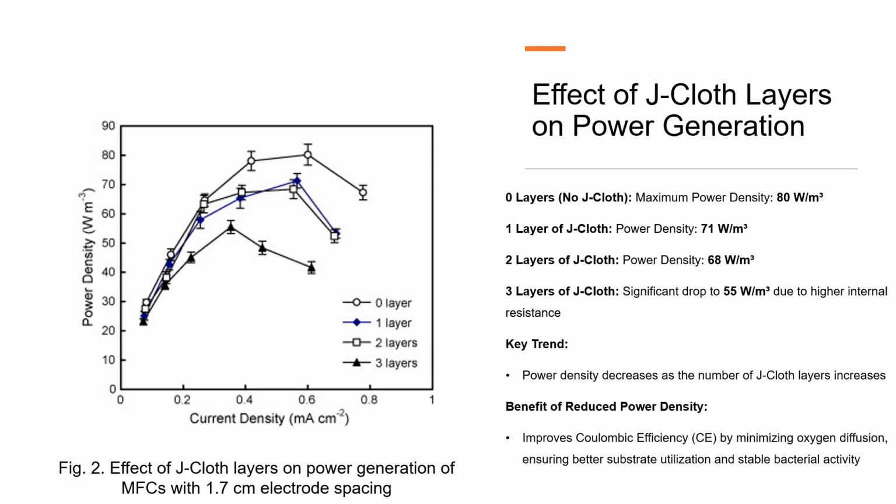3 layers of J-cloth: finally, with 3 layers, the power density dropped significantly to 55 watts per cubic meter. This is because the internal resistance became too high, negatively affecting performance.